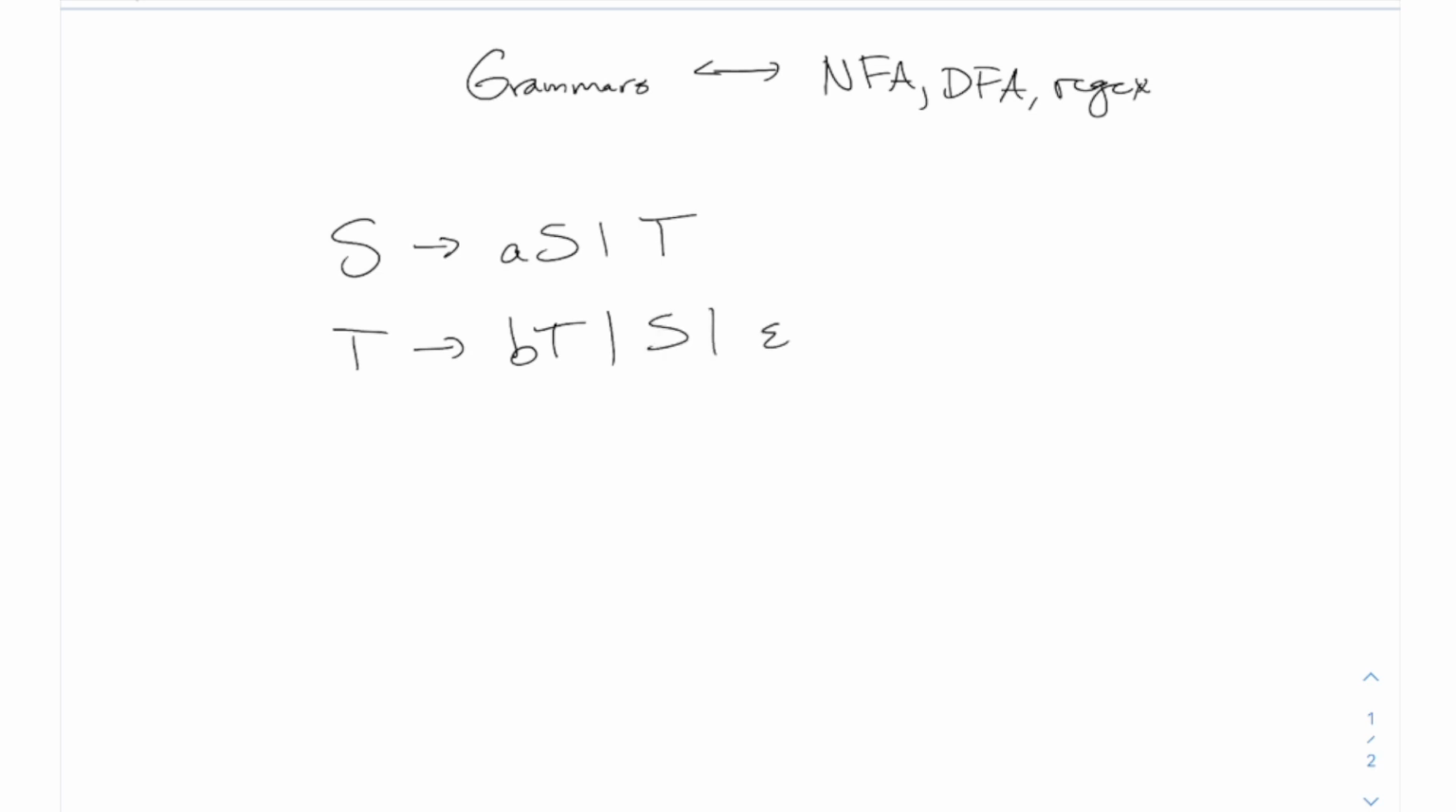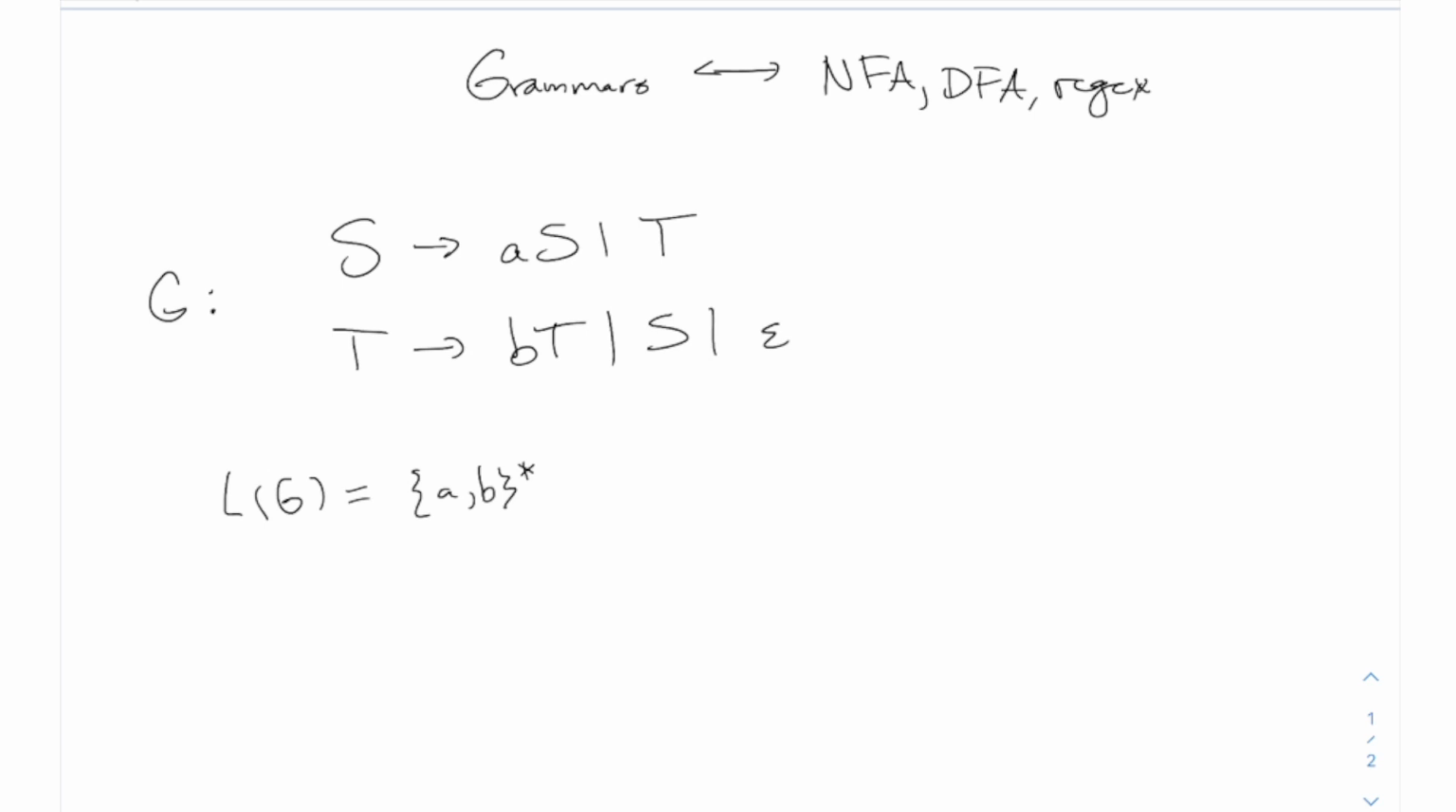Those vertical lines mean or. This says S goes to AS or T, and T goes to BT or S or epsilon. Epsilon, as usual, means the empty string. Actually, I believe this grammar can generate any string. So if I call this G, the language of G is actually (A∪B)*. That is, you can make any string you like using the rules from this grammar.